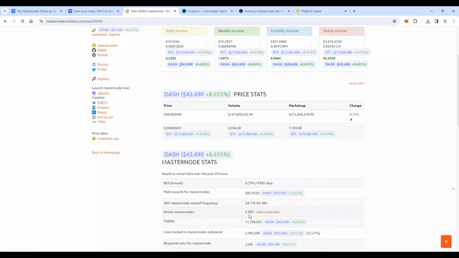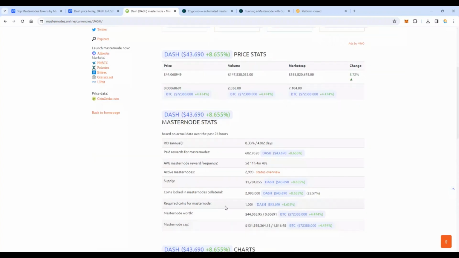Yeah. So you can see the Masternodes active currently. We have 2,993, and you can see the current supply and coins locked in Masternode collateral. It's around 2.9 million out of the 11.7 million, which is 25% of the coins in supply.